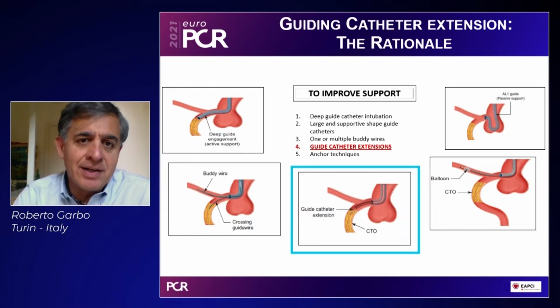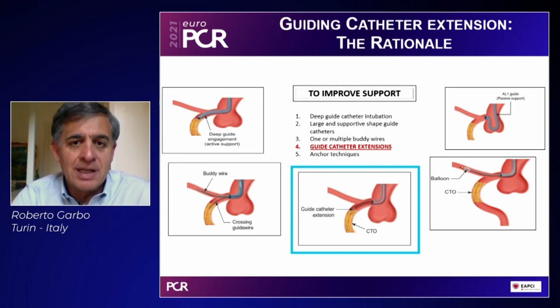I think that they are one of the best tools we have had in the past years for complex PCI treatment and chronic total occlusion. We know how important guide extensions are to improve the support for our complex procedures. We have many techniques that help us increase our support: buddy wire, anchoring balloon, passive support from an Amplatz left guiding catheter, but guide extensions are really, really useful in many situations.